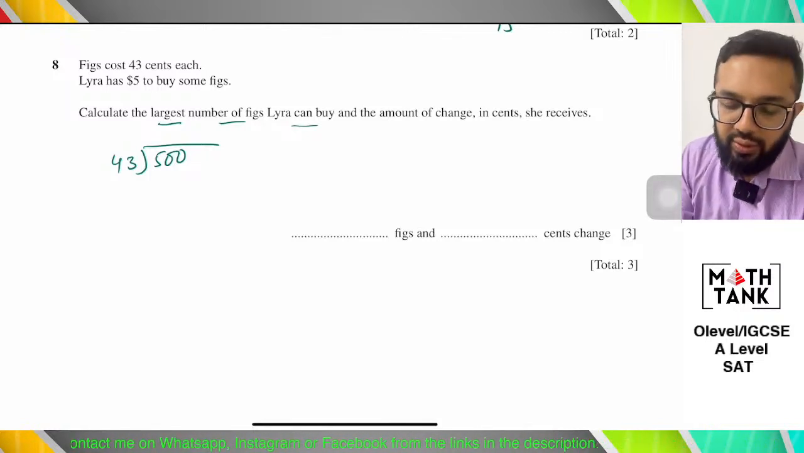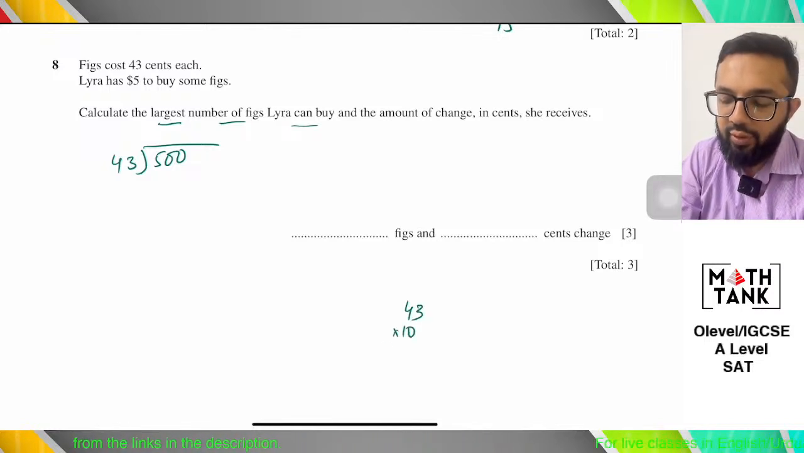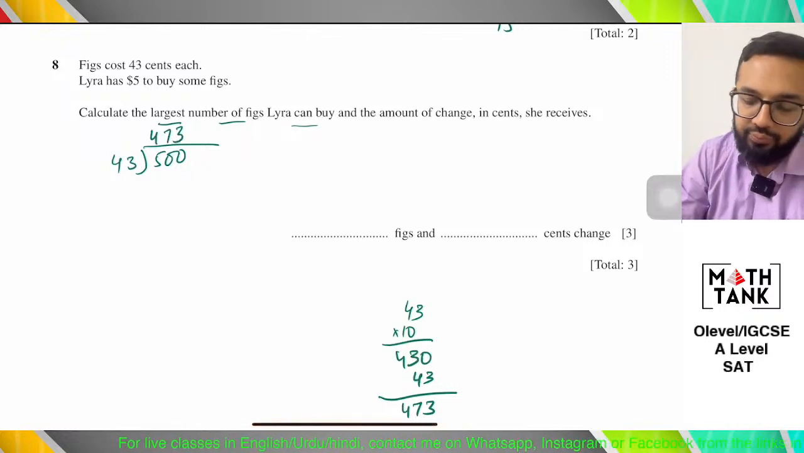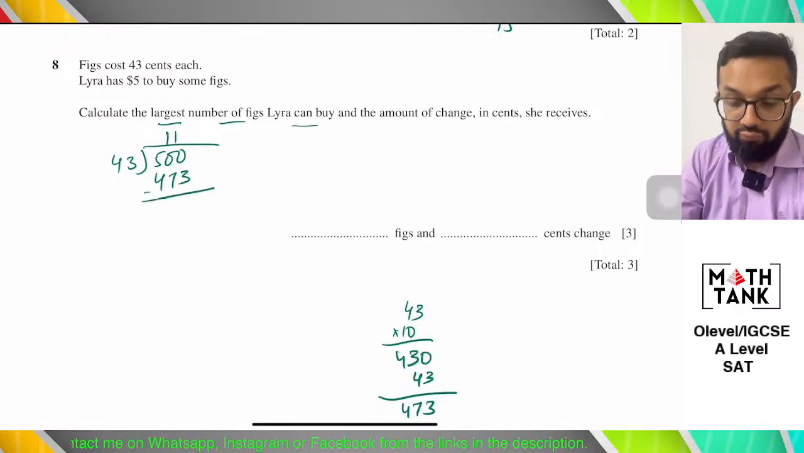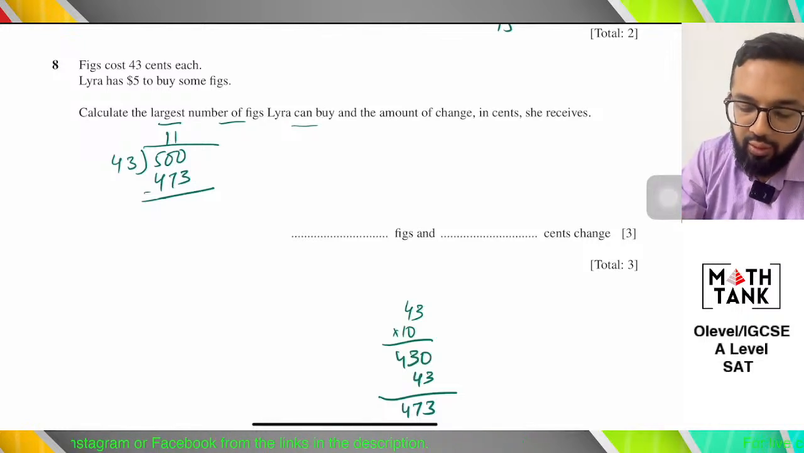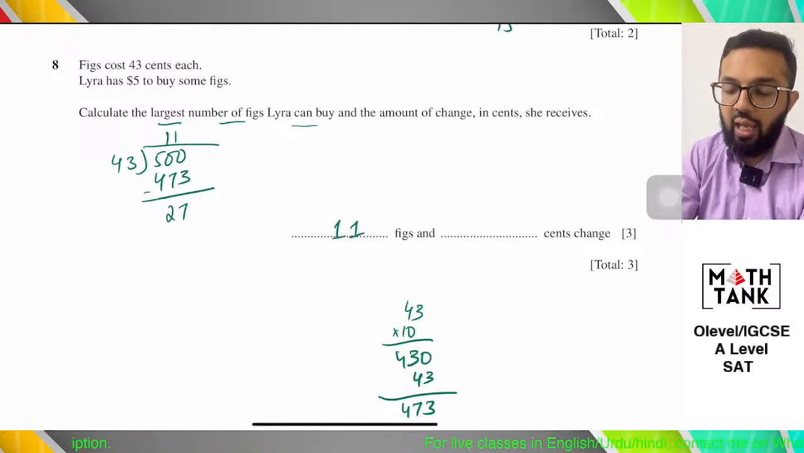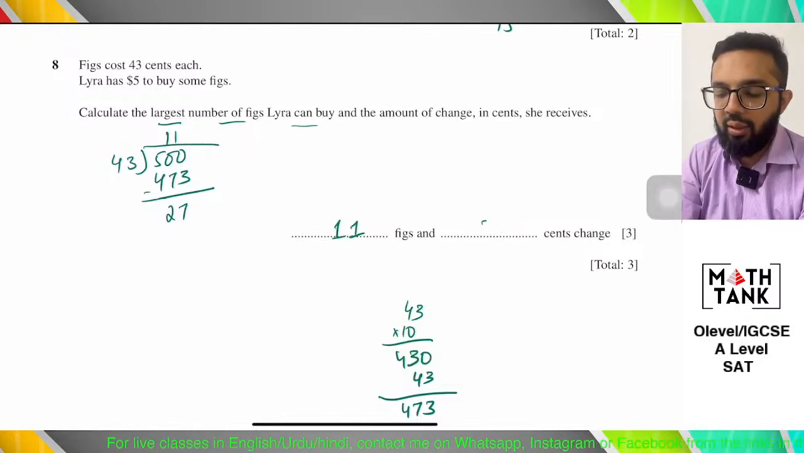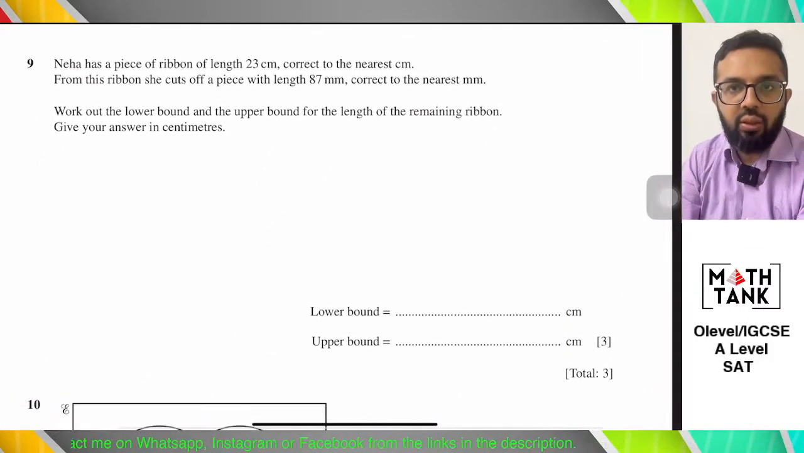The closest that I think I can get is 43 times 10 is 430, right? And then if I add another 43, I get 473. I can't add any more. That's 11 figs as 473. It's still a bit of trial and error, but that's what you have to do. 500 minus 473 is 27. So I buy 11 figs and I have 27 cents change. Sorry, my bad, 27 cents.